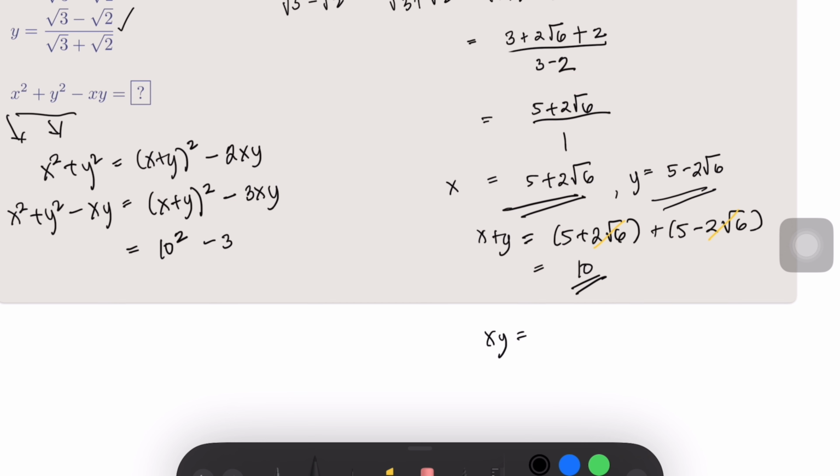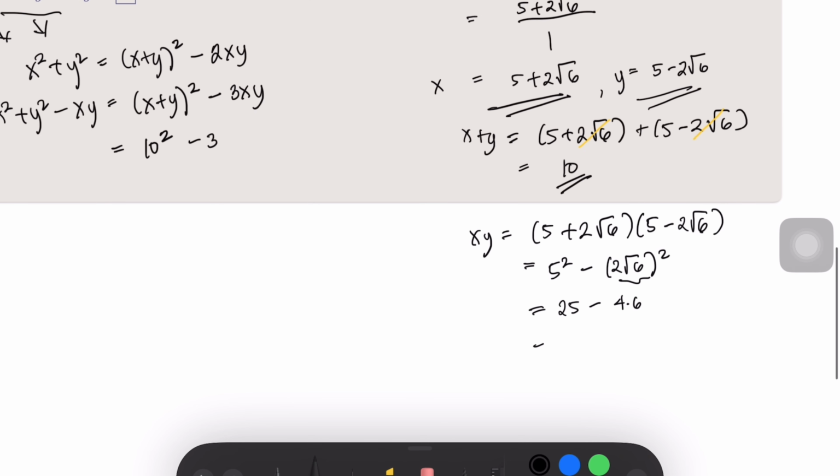We can do the same here. 5 plus 2 square root of 6 times 5 minus 2 square root of 6. Again, that would be a difference of squares, which should give us 25 minus the square of this, which should be 4 times 6, which is 24. So this should be just 1. Actually, this is quite the hard way of doing the product.